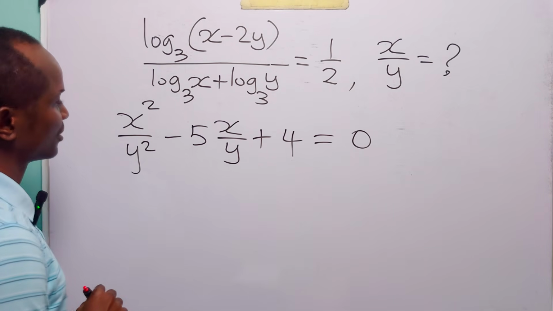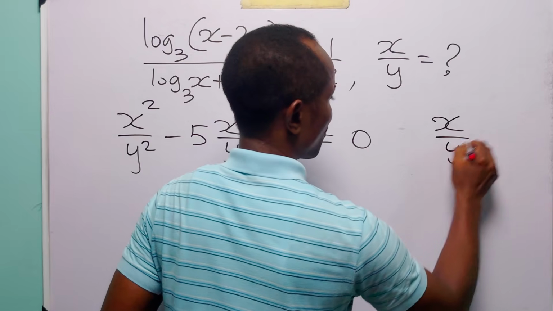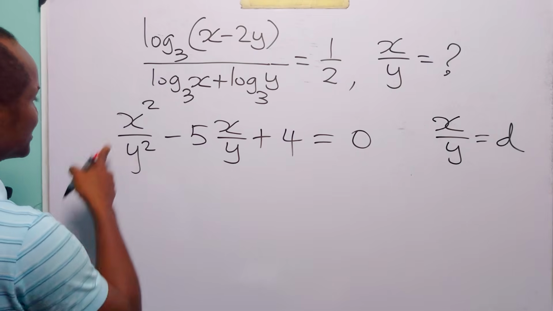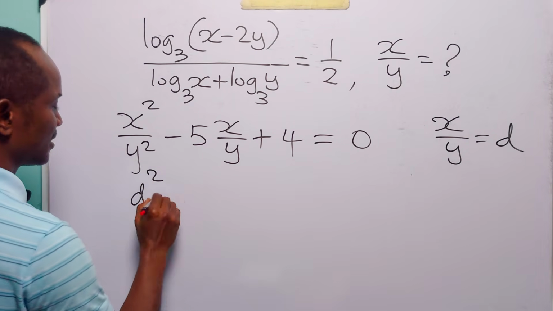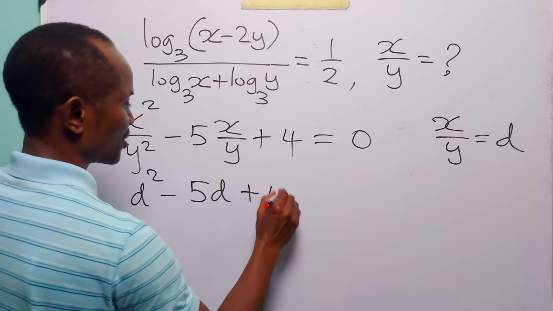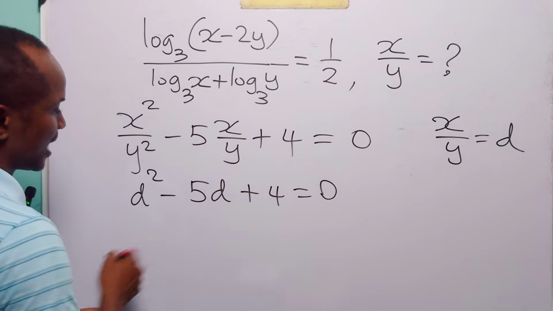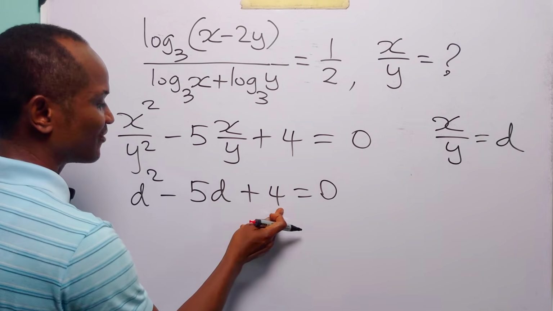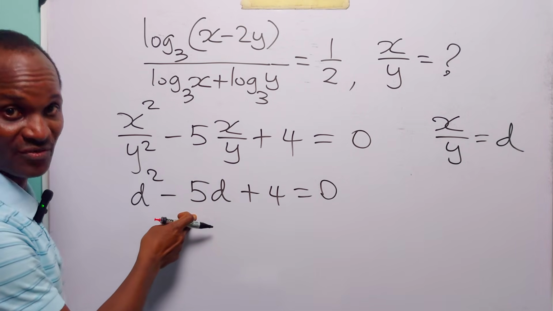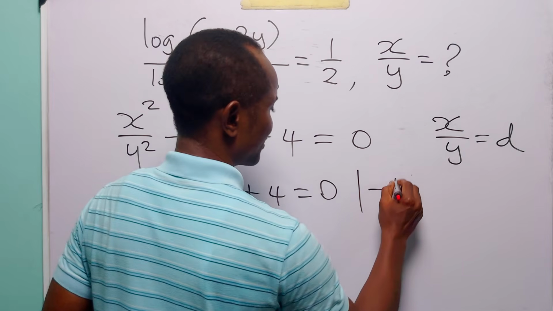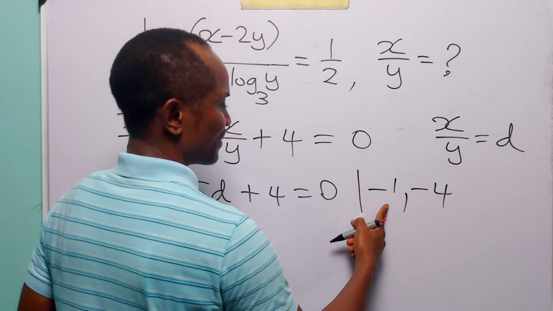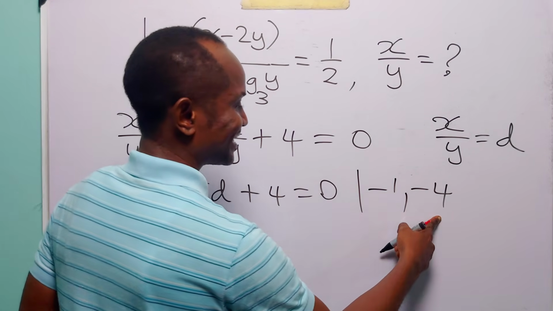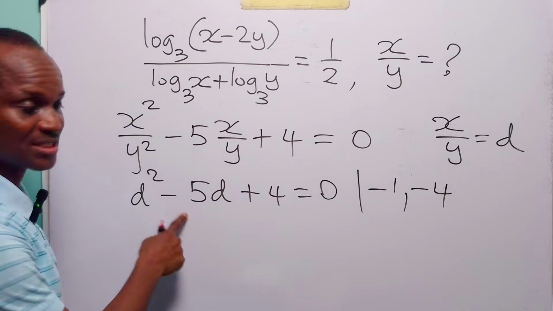Now let us do a substitution. Let x over y be equal to the letter d. With this substitution, this equation can now be written as d squared minus 5d plus 4 is equal to 0. And we can solve this quadratic equation by factorization. All we have to do is to find the factors of 4 that add up to minus 5. Those are going to be minus 1 and minus 4, because minus 1 times minus 4 is going to give us plus 4. Minus 1 added to minus 4 is going to give us minus 5.